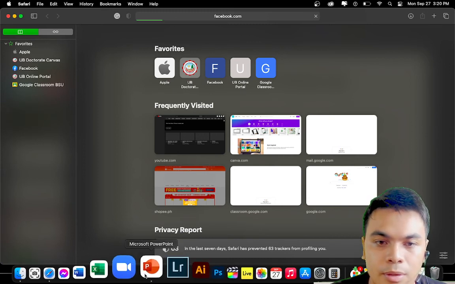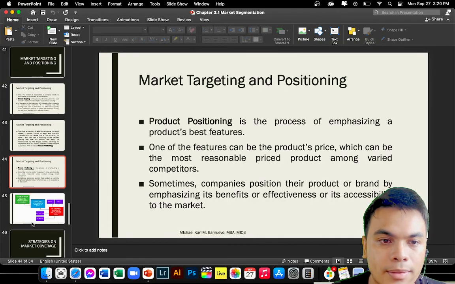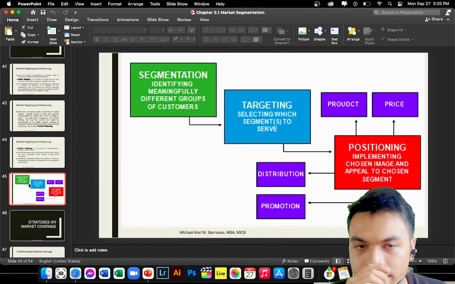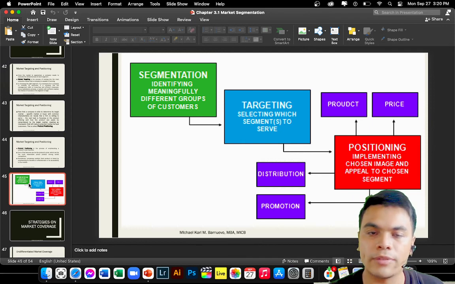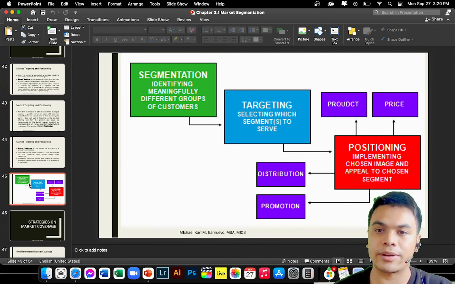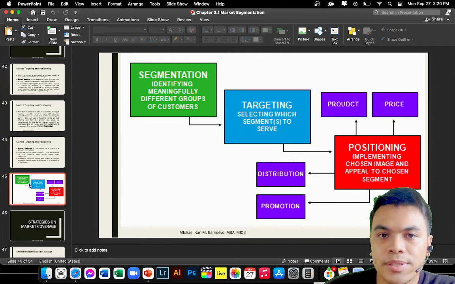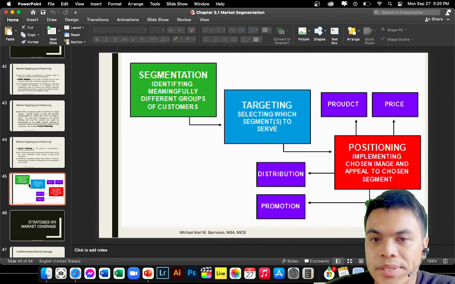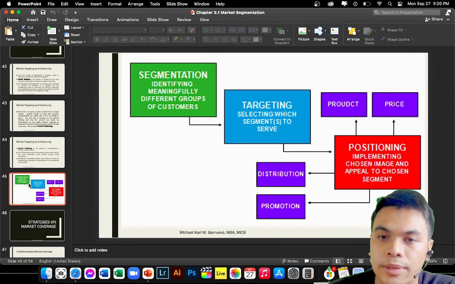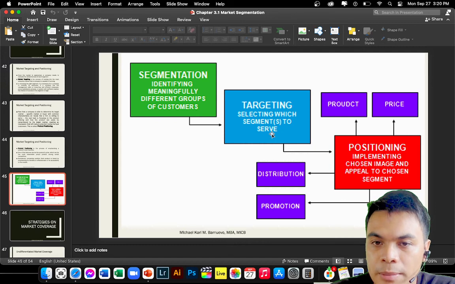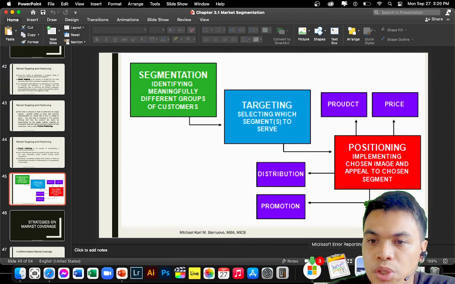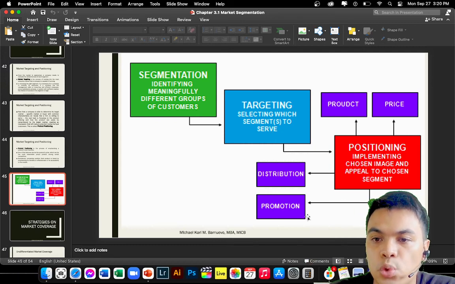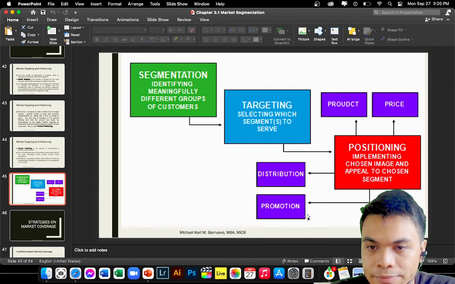All right. Going back to our discussion. Here we can see one flow chart for our segmenting, targeting, and positioning. We start with segmenting, identifying meaningful groups of customers. Then we select which segment we should serve or target. This is what we call targeting. After identifying the group of people we will sell to, we now position the product in their minds, implementing a chosen image and appeal to the chosen segment.